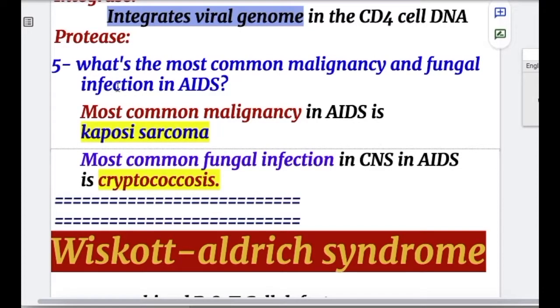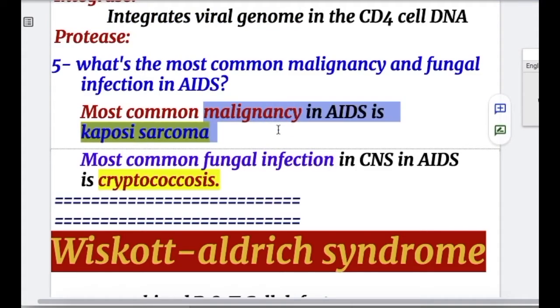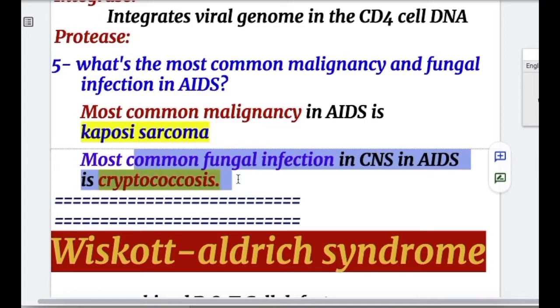Question number 5. What's the most common malignancy and fungal infection in AIDS? The most common malignancy in AIDS is Kaposi sarcoma, and the most common fungal infection in the CNS is cryptococcosis.